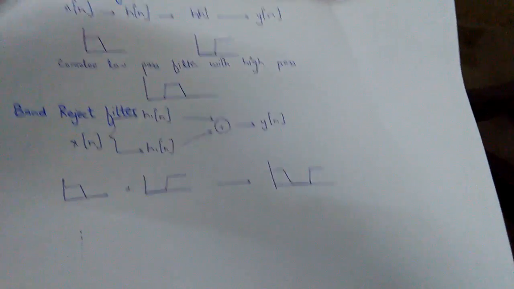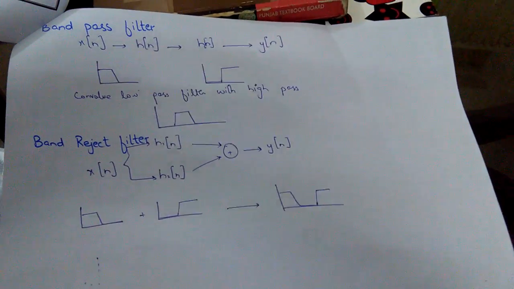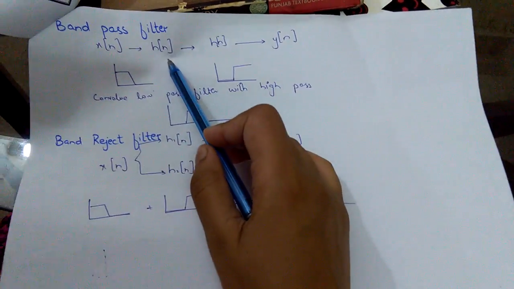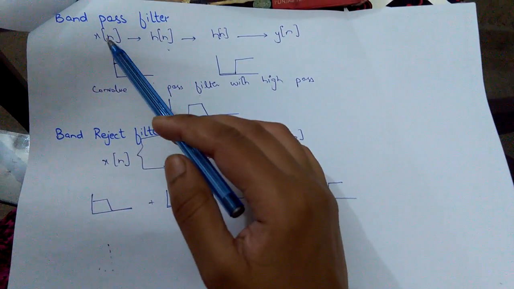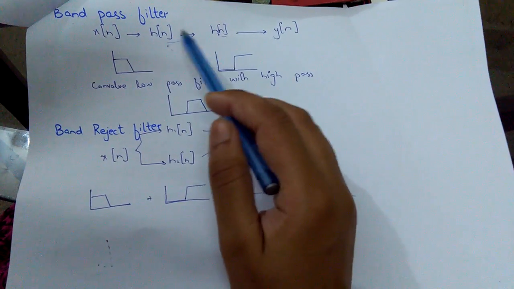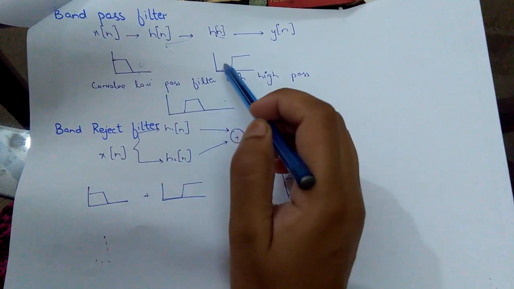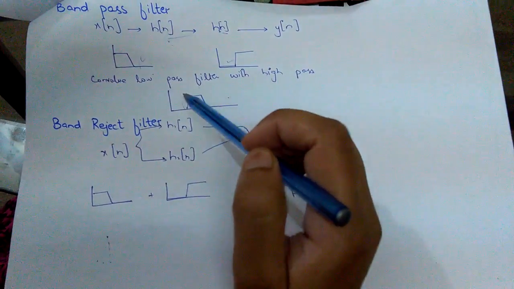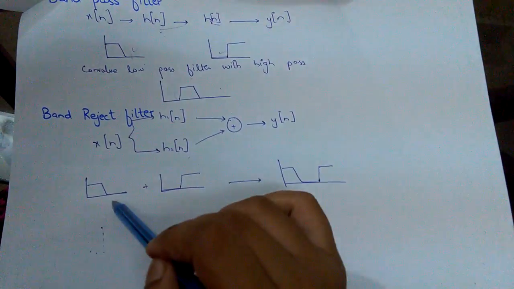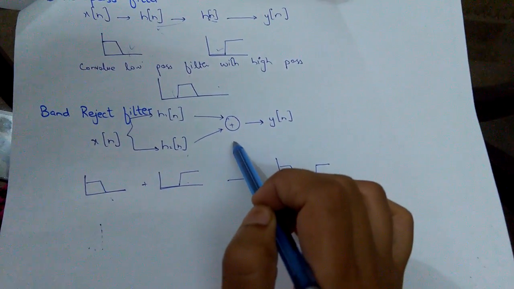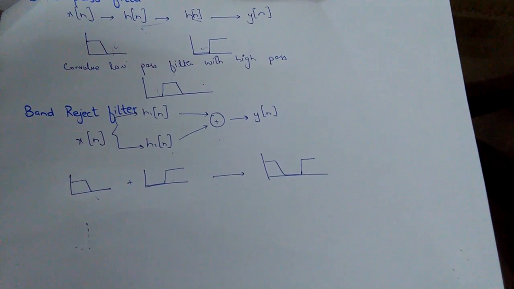Next, band pass filter. How can I form a band pass filter? There are two responses. This is low pass and this is high pass. When we combine the low pass and high pass filters, we get a band pass filter. Like this is low pass, high pass, and the result is band pass. Band rejector filter: if there are two filters like low pass and high pass, and we add them, then we get the band reject filter.